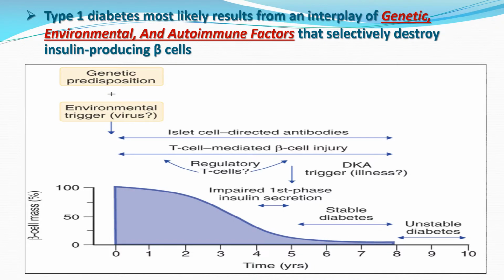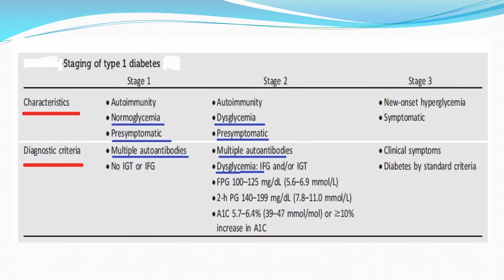This is a very interesting diagram which represents the pathogenesis of type 1 diabetes, showing an interaction between genetic, environmental, and autoimmune factors collectively acting, which will finally end in the process of immune-mediated destruction of the pancreatic beta cells. A recent classification for type 1 diabetes is the stages through which the disease passes. We have here stage 1, stage 2, and stage 3.